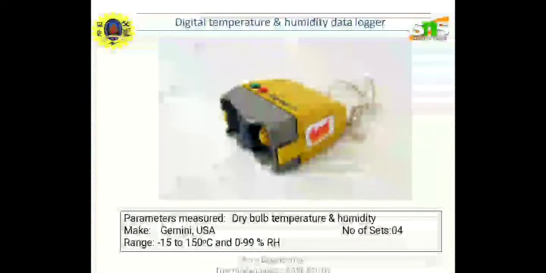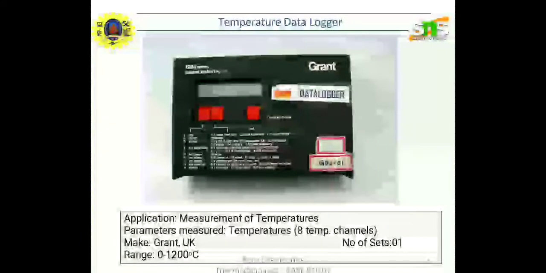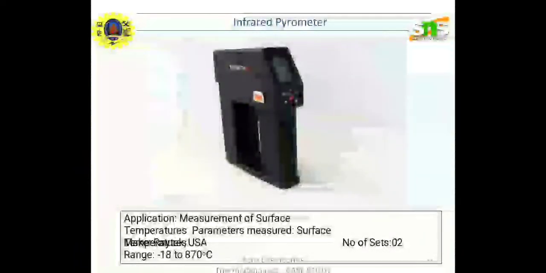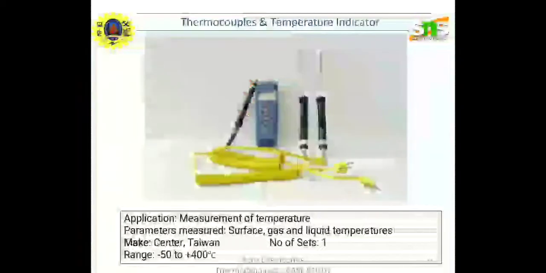It's a digital temperature and humidity data logger. Its range is 15 to 150 degrees Celsius and 0 to 99% humidity. The parameters measured are dry bulb temperature and humidity. There is also a non-contact type infrared temperature indicator used for measurement of surface temperature. The range is 18 to 870 degrees Celsius. It's an infrared pyrometer, used for measurement of surface temperature. The range is 18 to 870 degrees Celsius.